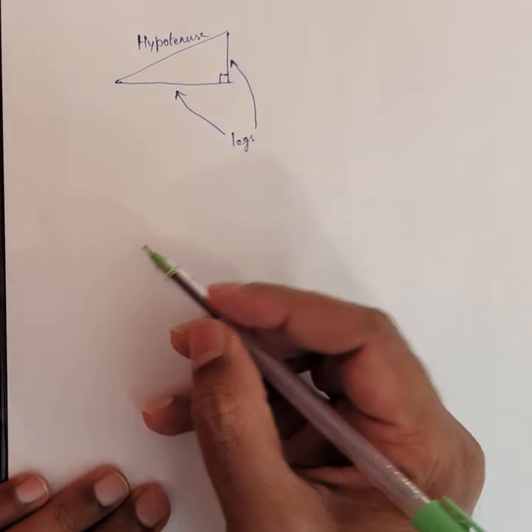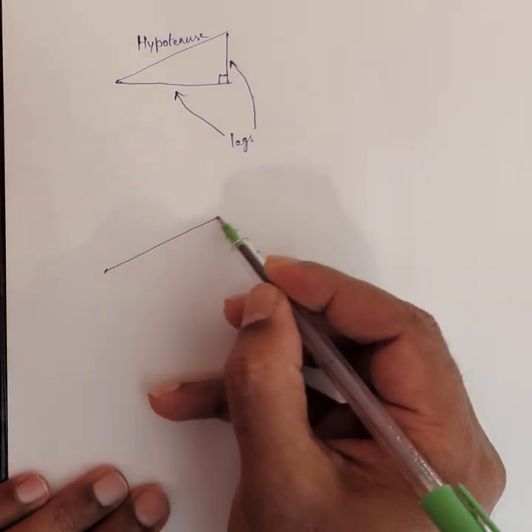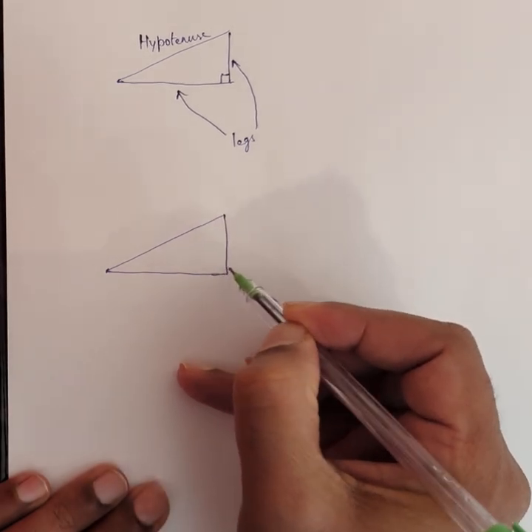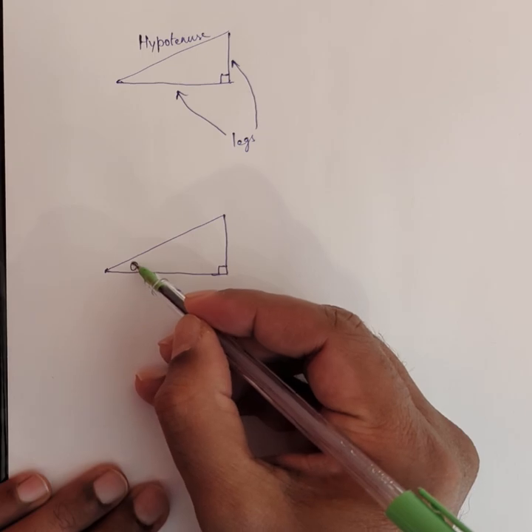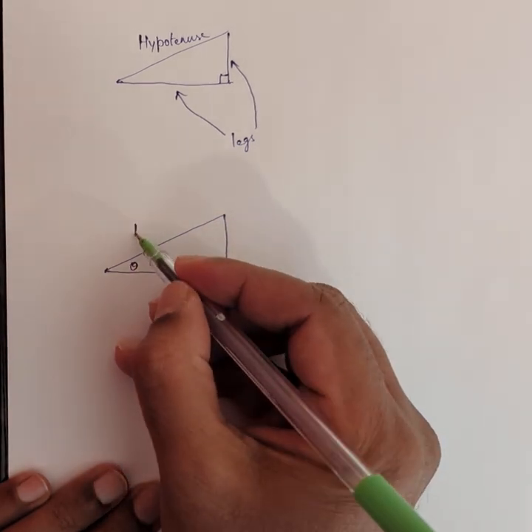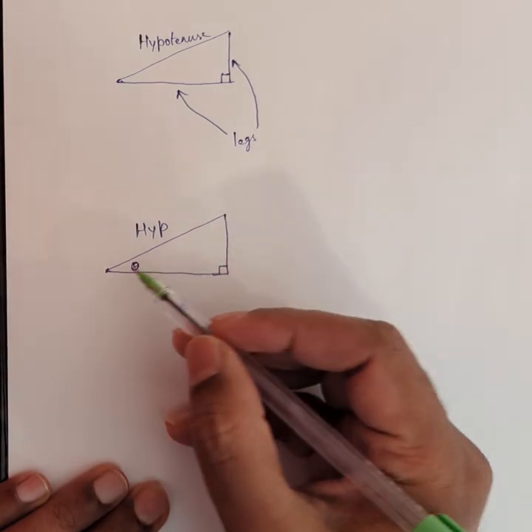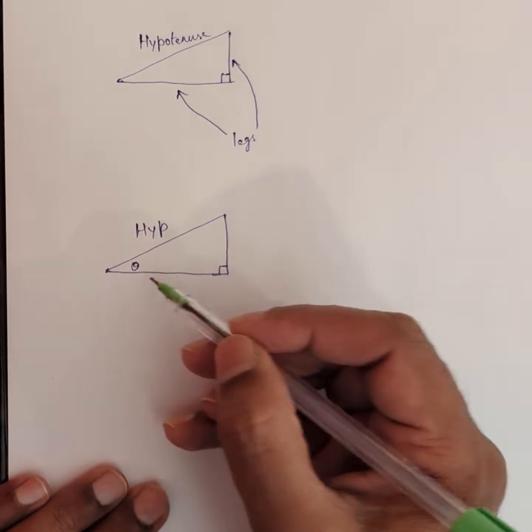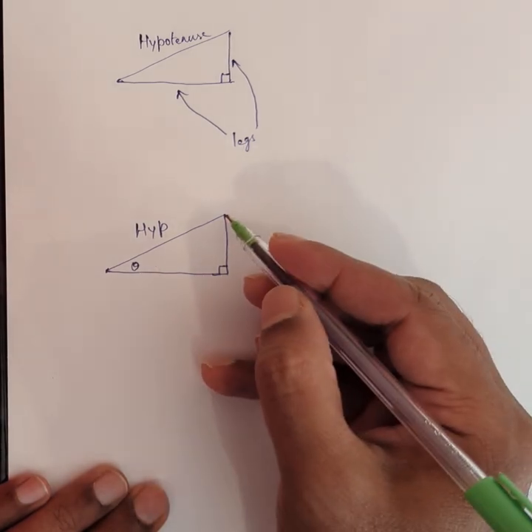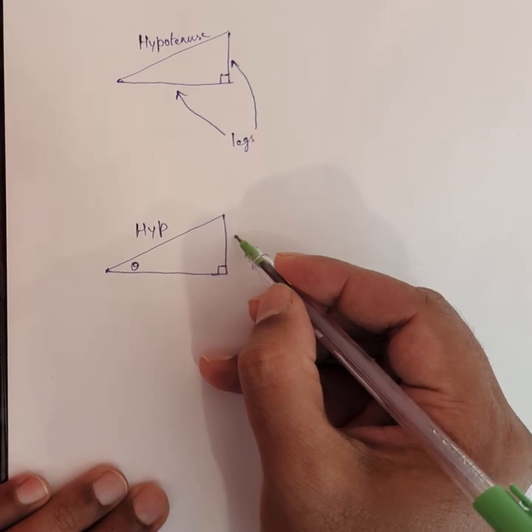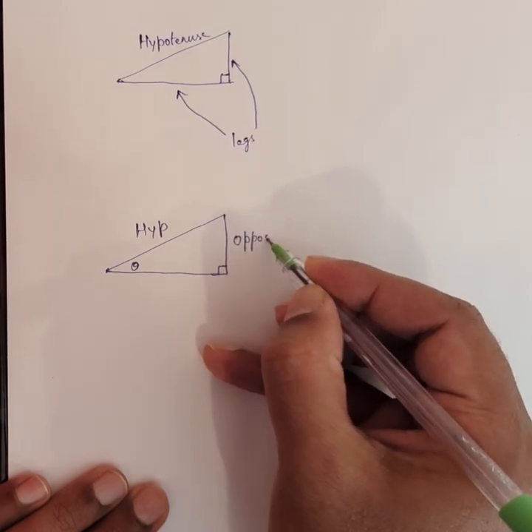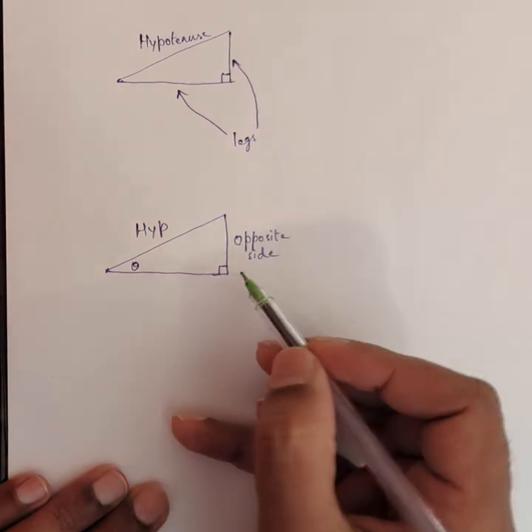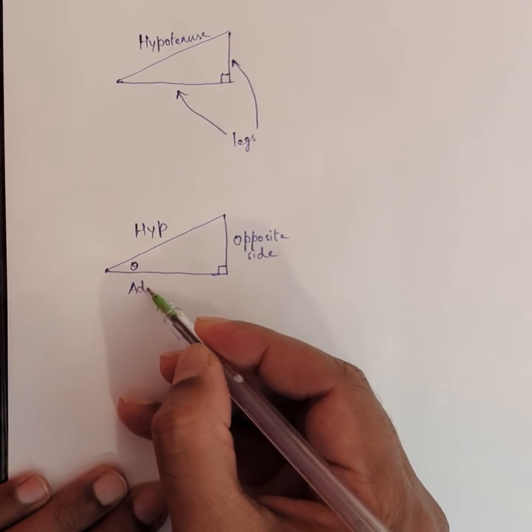If, however, we know one of the acute angles is theta, so let's say this acute angle is theta, then I can label the hypotenuse. Now, with reference to this angle theta, I can label this leg as the opposite side, and this leg as the adjacent side.